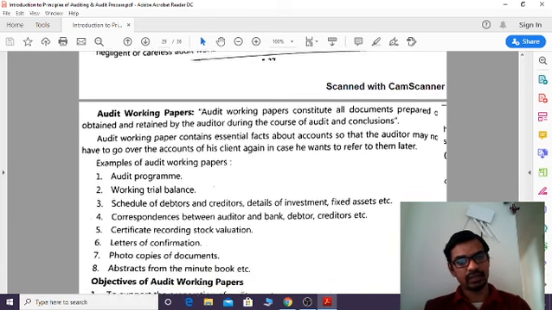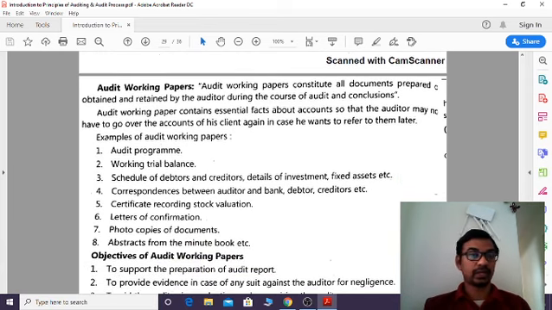Now the next one under documentation: audit working papers. Audit working papers constitute all documents prepared, obtained and retained by the auditors during the course of audit and conclusion. So the documents prepared by the auditor or obtained by the auditor and retained by the auditor with him during the course of audit are called audit working papers. Audit working papers contain essential facts about accounts so that the auditor may not have to go over the accounts of his client again in case he wants to refer to them later.